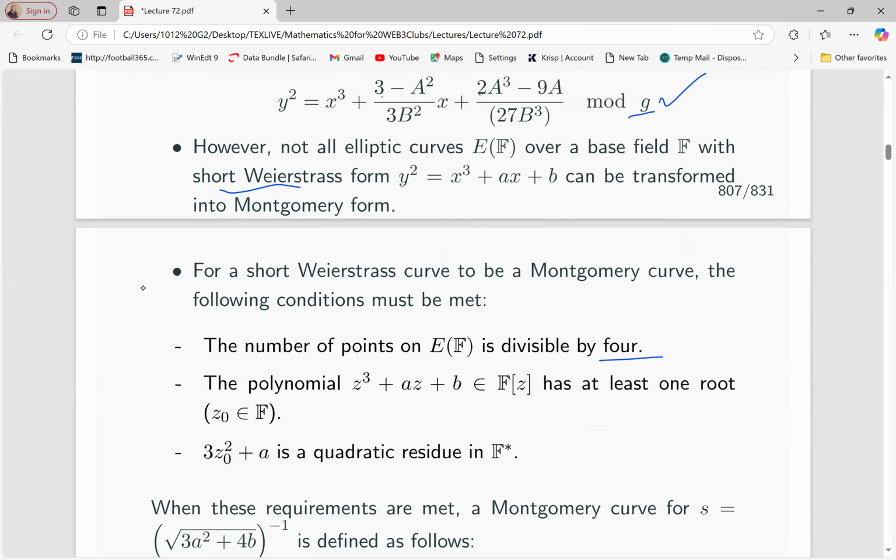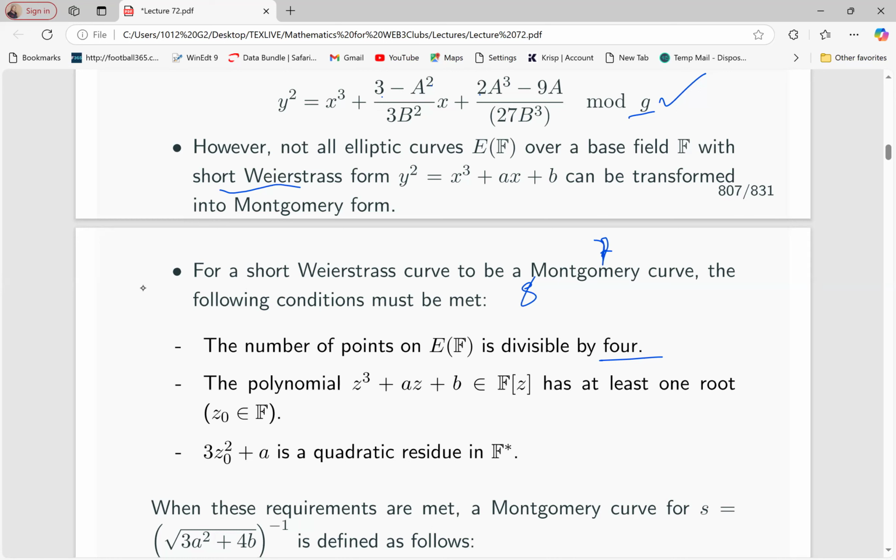So if the short Weierstrass form has 8 points, this is divisible by 4. So the first condition has been met, and we proceed to the second condition. But if it has 7 points, then the first condition has not been met. So we don't even look at it. It cannot be converted to a Montgomery. So the first condition is that its number of points should be divisible by 4.